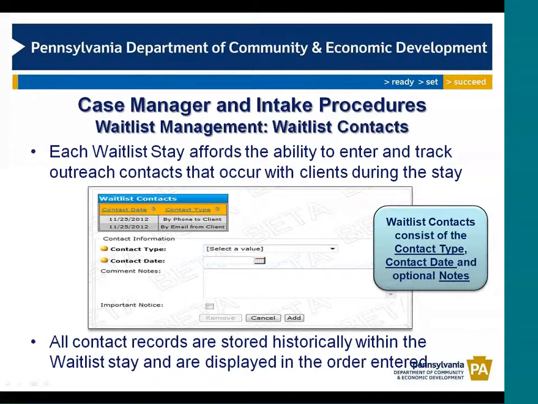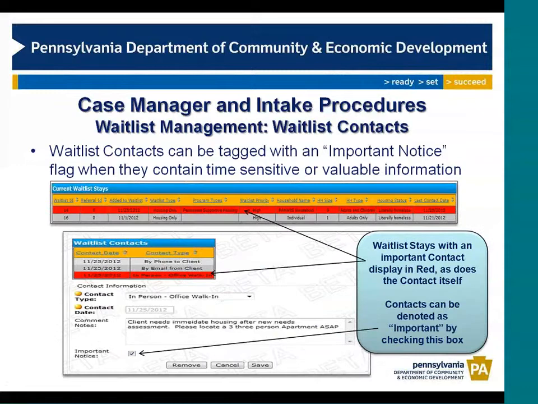And as you see here, it's transactionally based. There could be people on the waitlist for months and months. You could have 5, 10, 15 different waitlist contacts, and they can all be tracked within each specific stay. Now, another feature that we have is what we call an important notice feature.